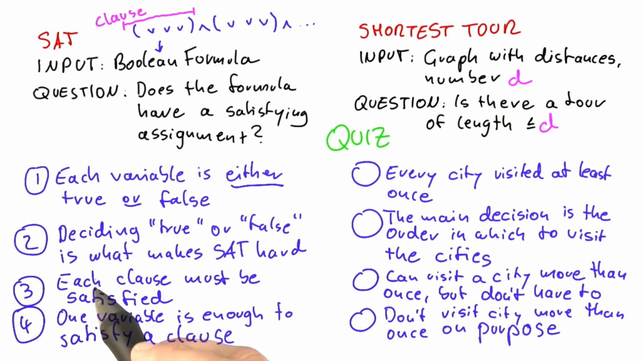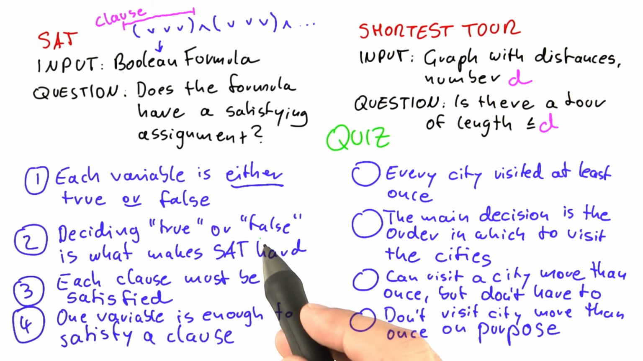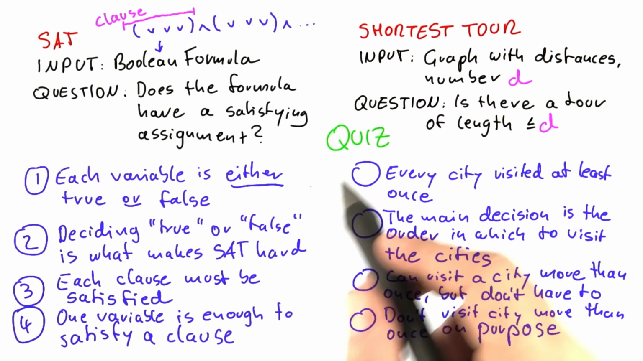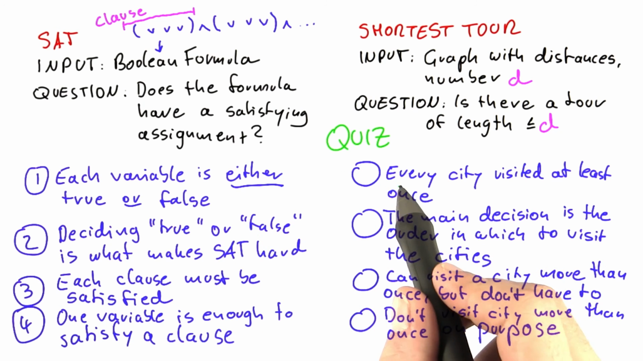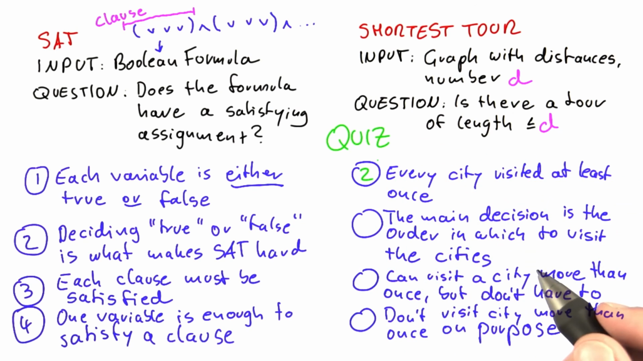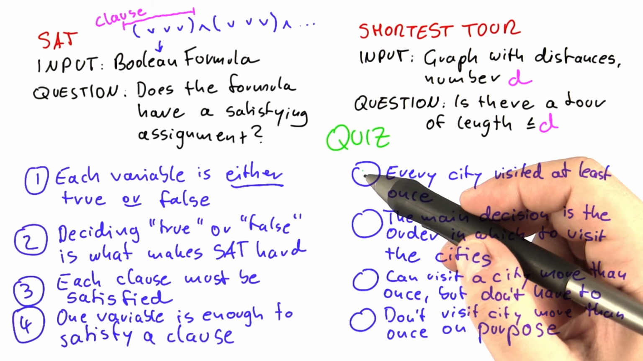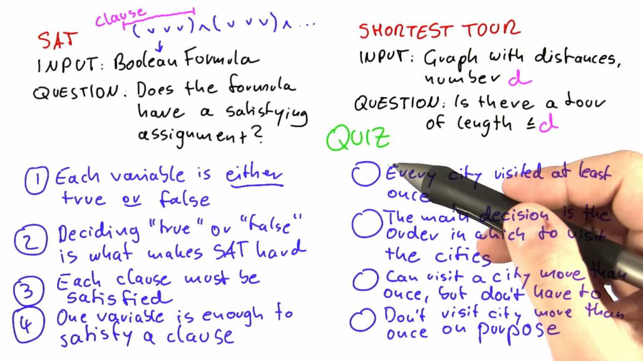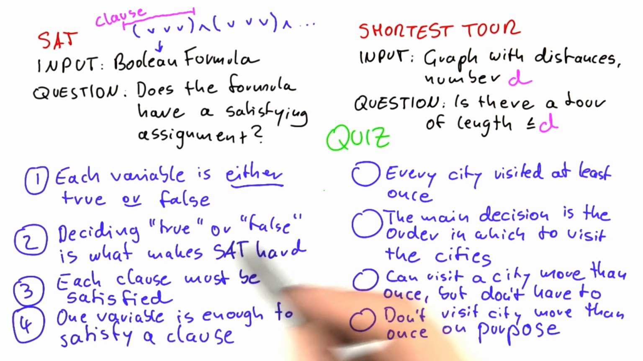So if I were to say that deciding true or false is what makes SAT hard is a close analogy to every city visited at least once, I would enter a 2 here. But this is actually not a correct answer. And also I've structured it so that each number here will only appear once. So how are these two related?